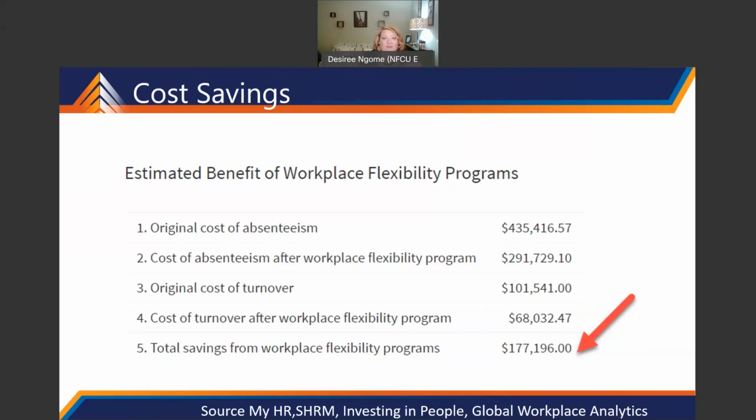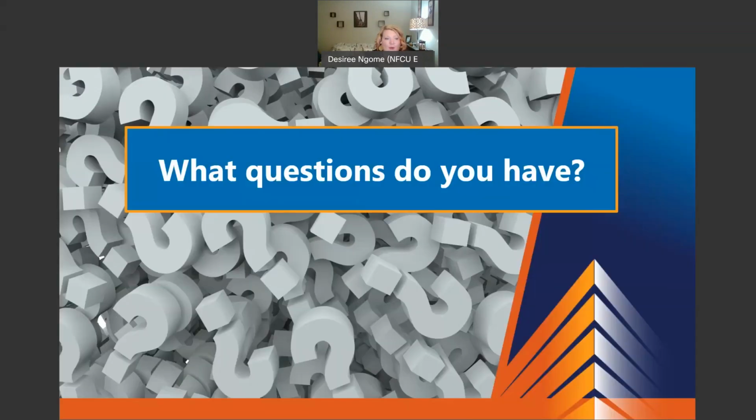If no changes are made to absenteeism, however, I propose that implementing telecommuting, flexible time, and compressed scheduling will decrease it by 33%. This is going to yield a savings to L&D of $177,196. I know, right? What questions do you have?